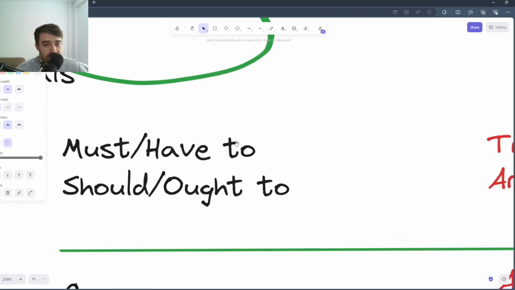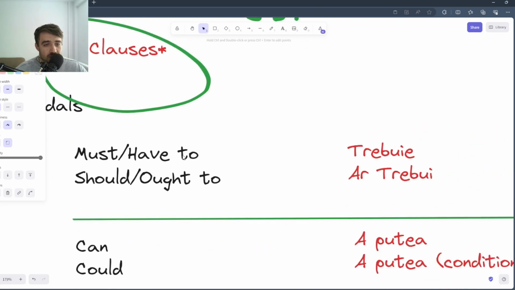There is this first one where must or have to is trebuie. Then should or ought to is ar trebui. Now what's the difference? Trebuie is something that, again, as it says in English, you must or have to do. It's something compulsory. Then should or ought to is ar trebui, something that you have to do, but is just recommended. It's a strong recommendation to do it.